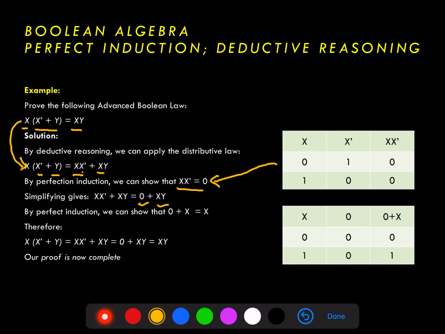By perfect induction again, we can show that 0 or any variable is equal to that variable, and we show that over here in this bottom truth table. Once we've proven it using perfect induction, we can then apply it to the expression we're trying to simplify and show that indeed 0 or xy is equal to xy. So in this way, we started with the left-hand side of the equation and we ended up with the right-hand side of the equation, thus proving that this advanced Boolean law is indeed true.